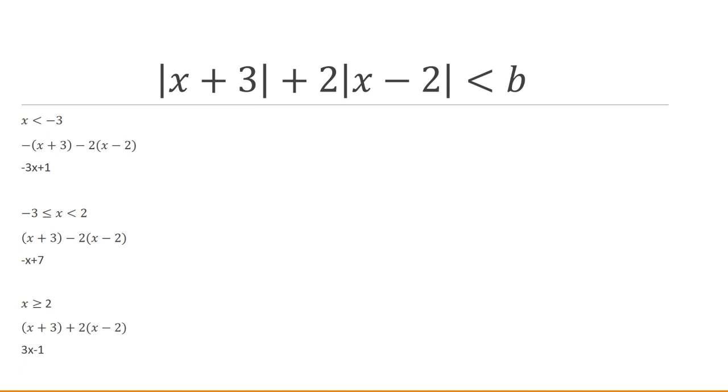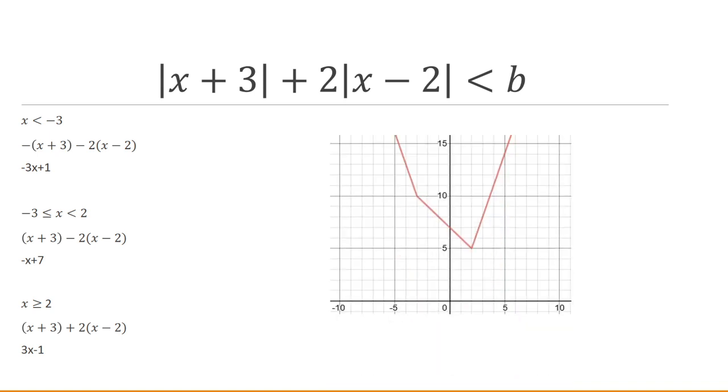Right now, I'm going to graph this. So when I graph it, I end up getting this graph right here. And the point of this problem is to see what value of b will I get no solution. Well, based off the graph, the minimum occurs at (2, 5). So the range is 5 all the way up to infinity. So anything less than 5 has no solution. So b has to be 5.